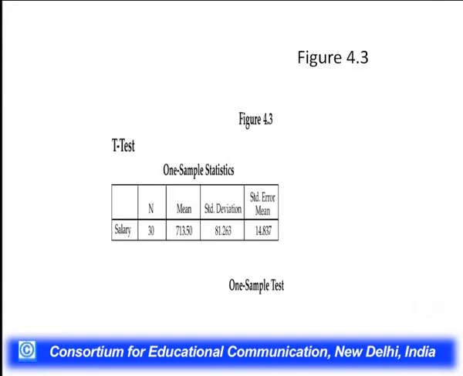This is the output of one sample t-test. As you see, we have only one sample. On the left hand side, in the one sample statistics, we have the salary. N, that is the size of the sample, is 30. The mean is 713.50. Standard deviation is 81.2 and the standard error mean is 14.83. This is the output window.